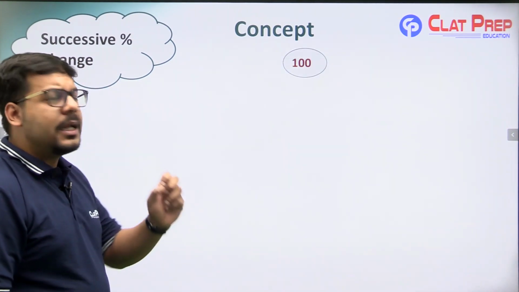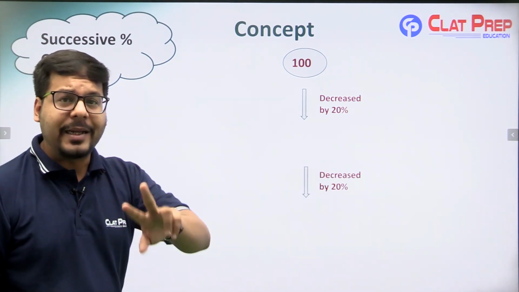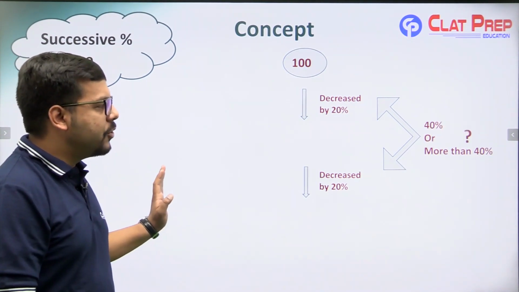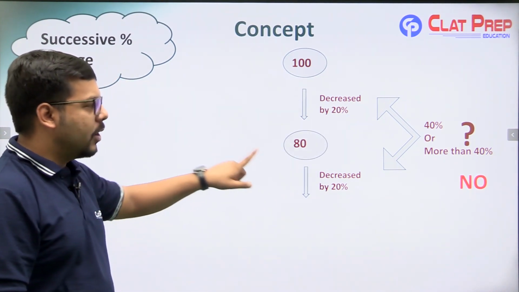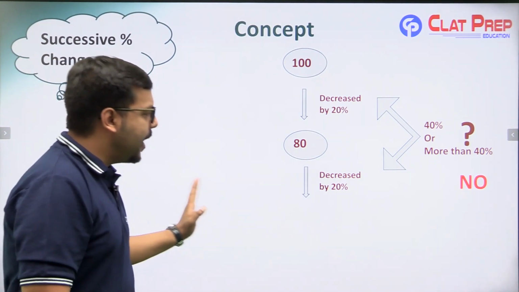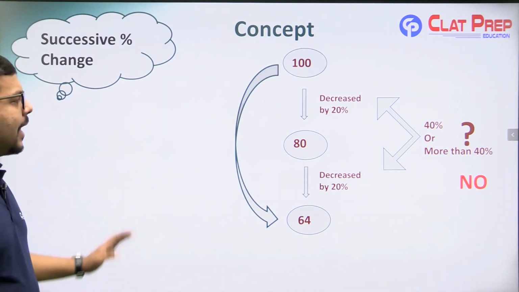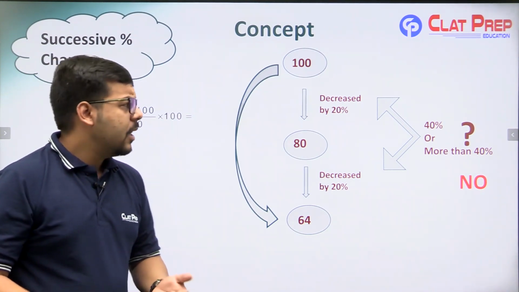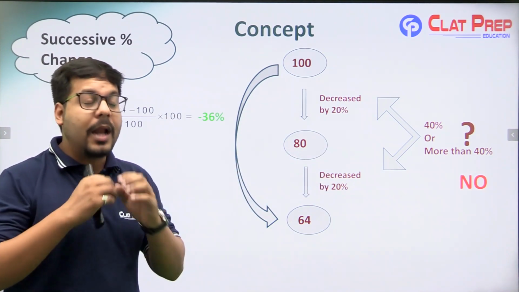Okay, so let's assume the number to be 100. What happens when I decrease this number by 20%, and that too twice, again successively? Whether it is equal to 40 or more than 40, the answer is no, absolutely not. Why? Because when I reduced it for the first time by 20%, the result was 80, and then I did not reduce 100 by 20%, I reduced 80 by 20%, and the result was 64. So if you look at the overall percentage change done here, that will be 64 minus 100. Obviously it is going to be negative because we are talking about discounts or decrease. So the overall change done here will be 36%, which is not 40% and not at all more than 40%.